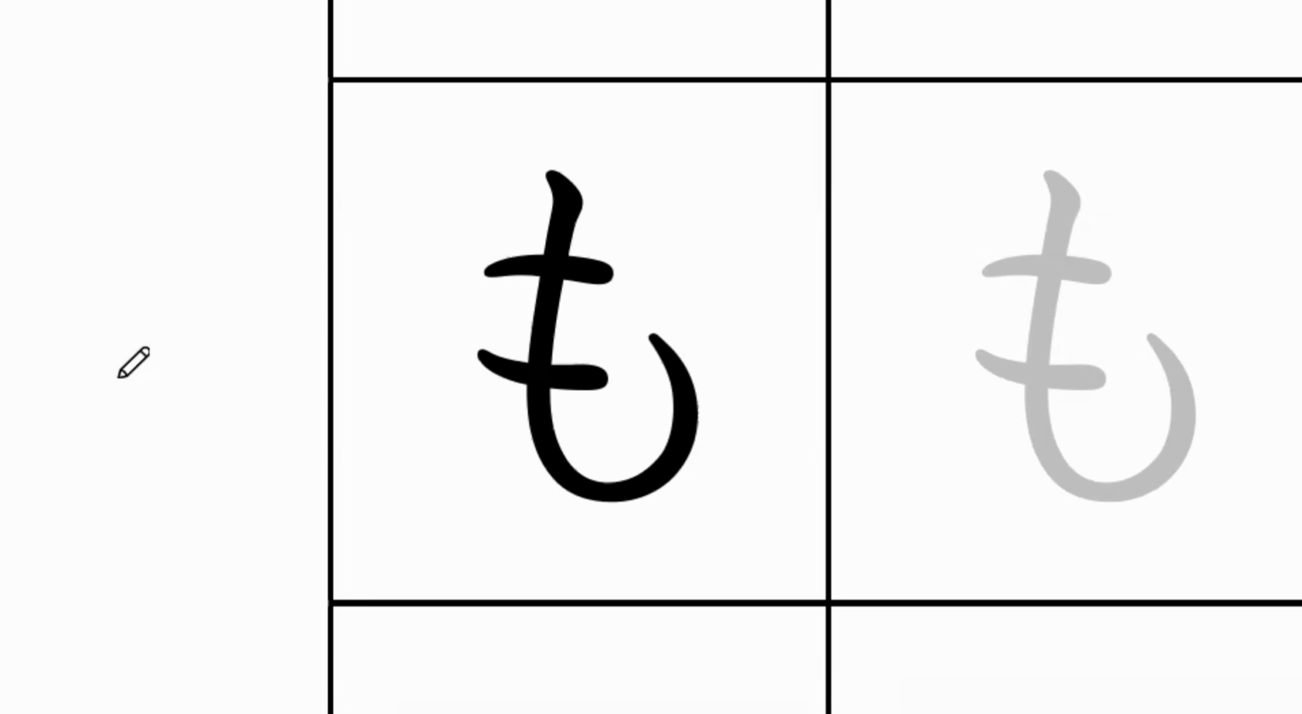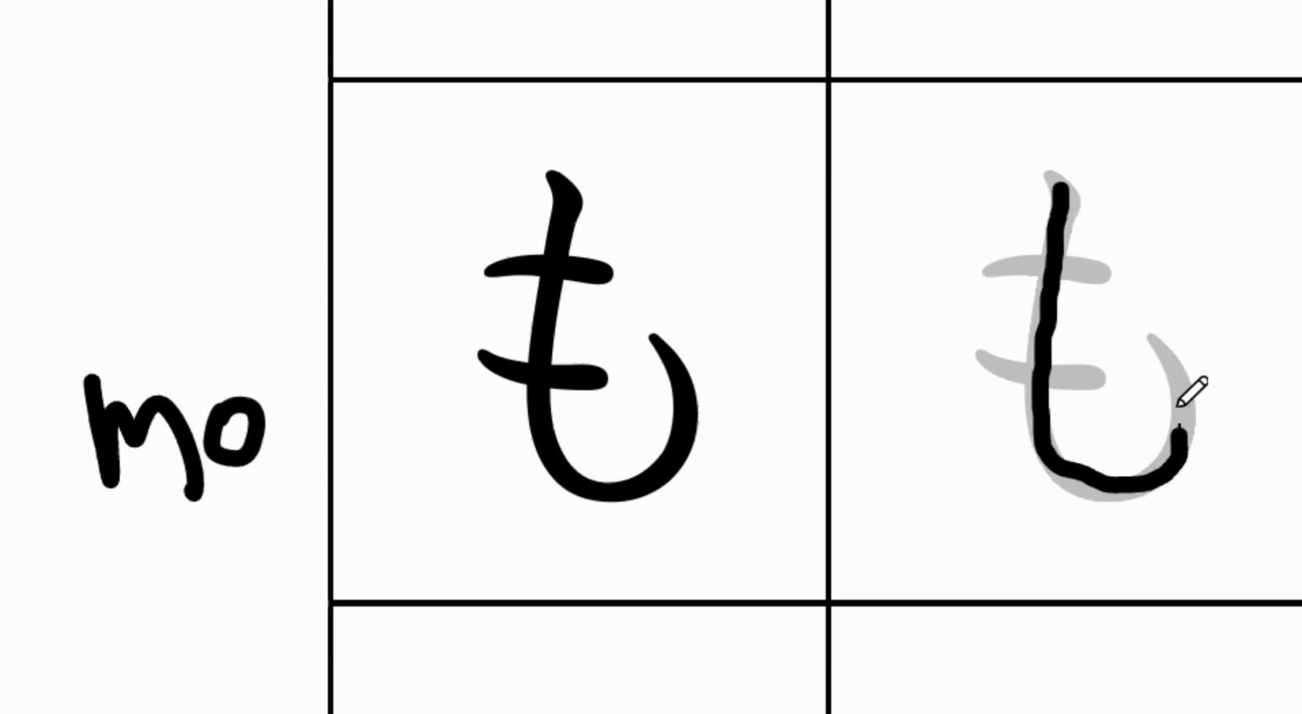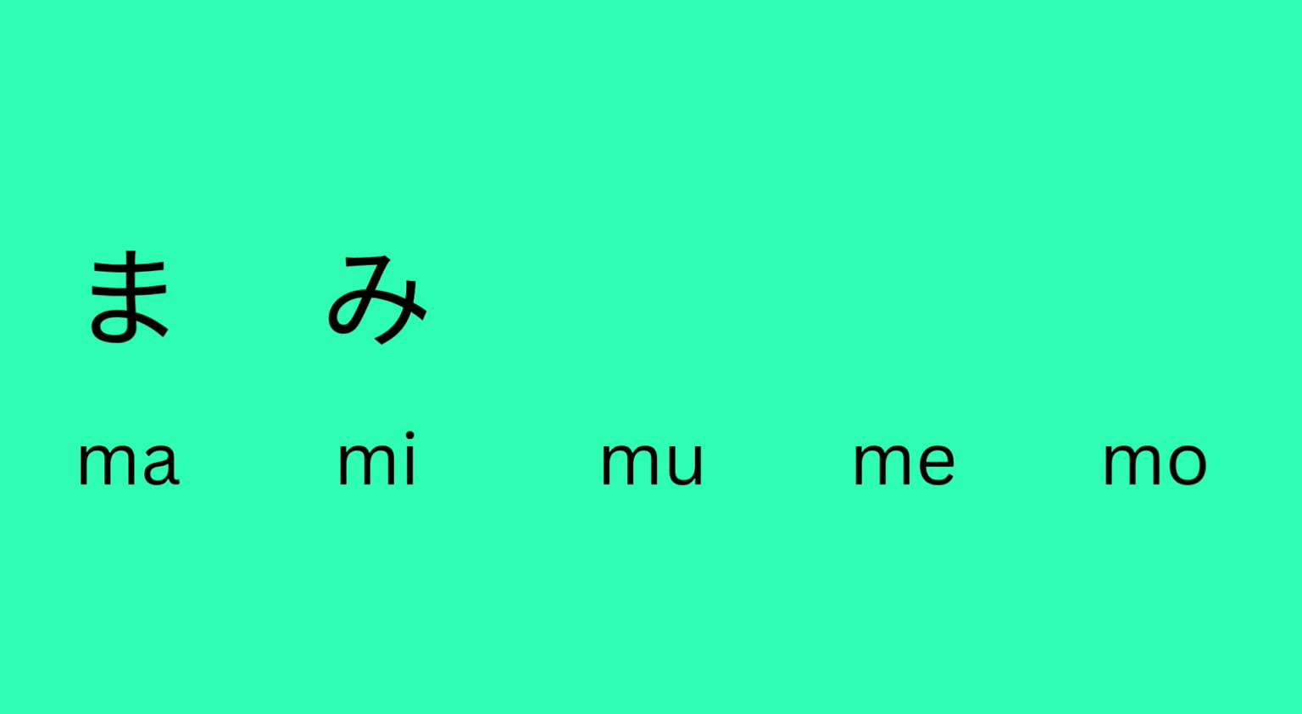The character is Mo. So this character has got 3 strokes. Let us see how to make them. The first stroke is like this. And the second stroke is like this. And the third stroke is like this. This is Mo. Ma, Mi, Mu, Me, Mo.